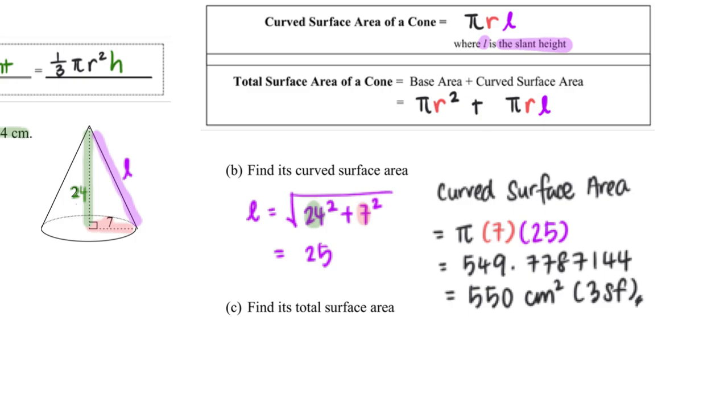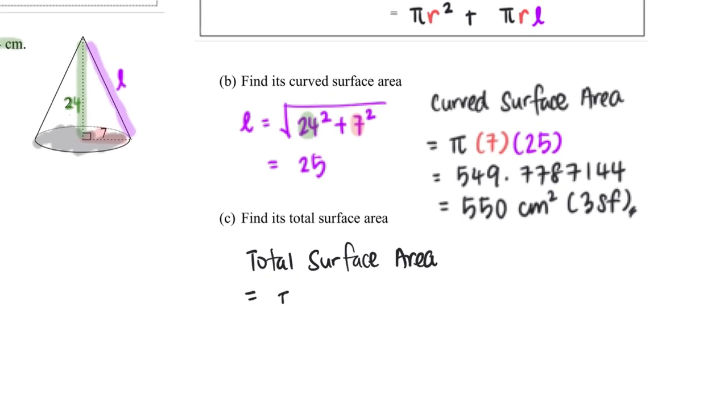Total surface area would then require us to include the circle. Yeah, the circle is pi r square here. And therefore, the total surface area will be equals to pi r square and pi rl, which we already gotten here.